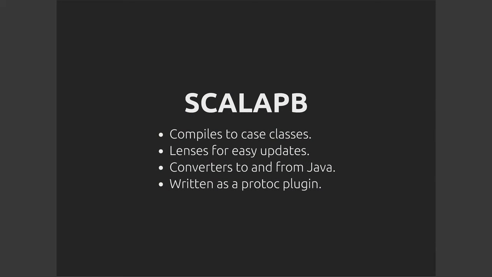So now that we know what protocol buffers are, let's talk a little bit about ScalaPB and how it fixes some of the problems we saw and creates a nice API for accessing protocol buffers in Scala. ScalaPB is a plugin for Proto-C that generates case classes from your protocol buffer definitions. And it solves the update of nested fields with a technique called lenses that we'll talk about. It adds converters to and from Java.